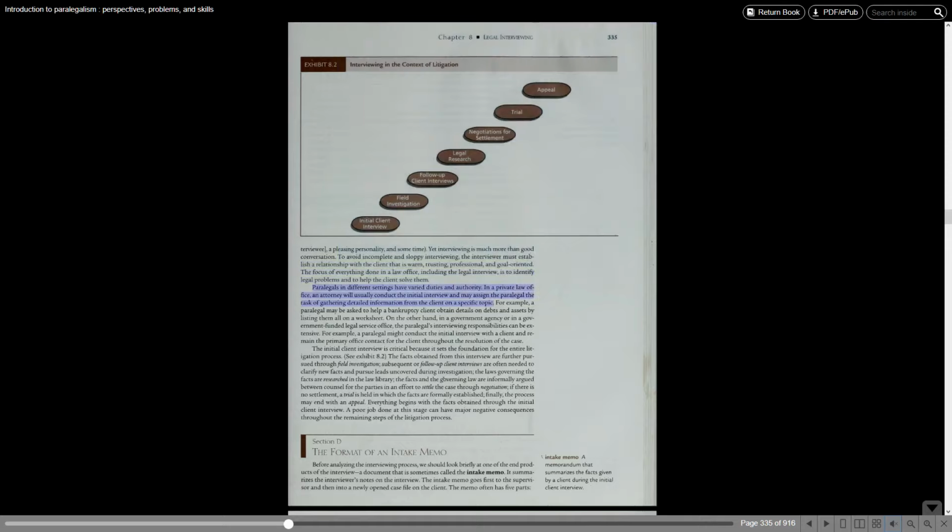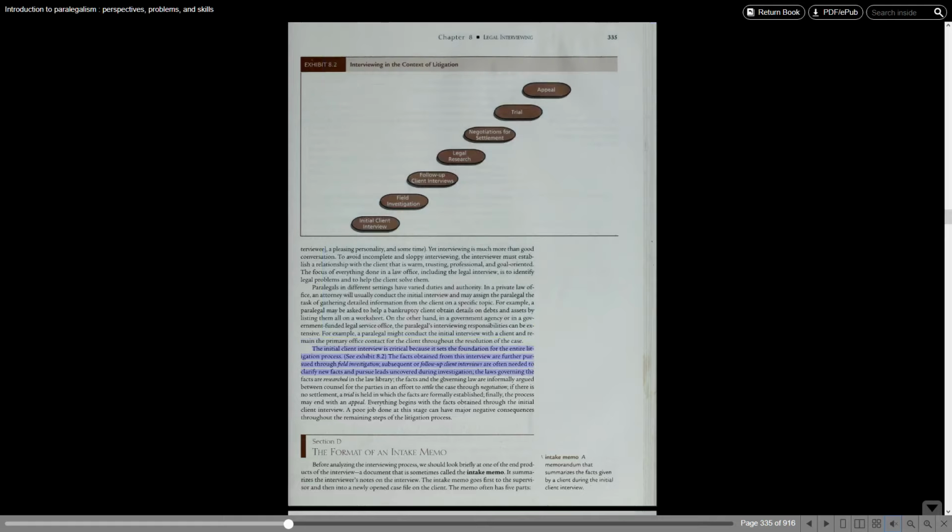Paralegals in different settings have varied duties and authority. In a private law office, an attorney will usually conduct the initial interview and may assign the paralegal the task of gathering detailed information from the client on a specific topic. For example, a paralegal may be asked to help a bankruptcy client obtain details on debts and assets by listing them all on a worksheet. On the other hand, in a government agency or in a government-funded legal service office, the paralegal's interviewing responsibilities can be extensive. For example, a paralegal might conduct the initial interview with a client and remain the primary office contact for the client throughout the resolution of the case.